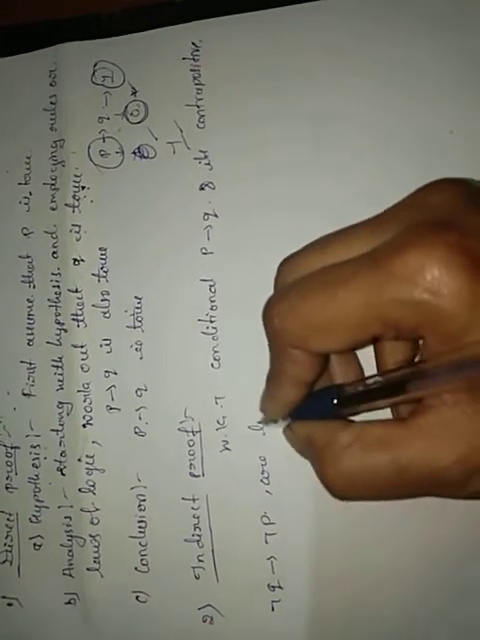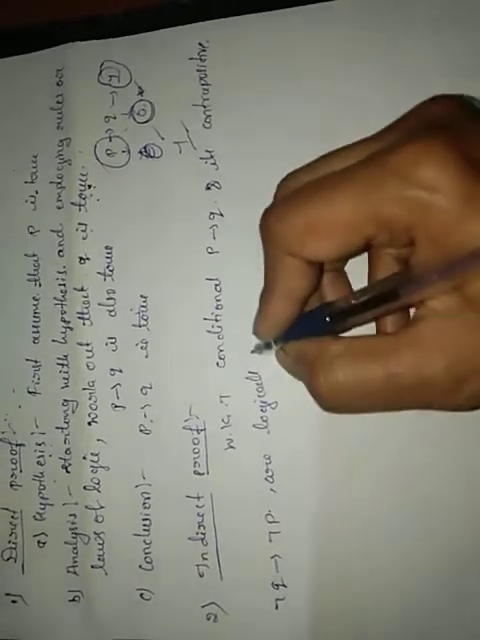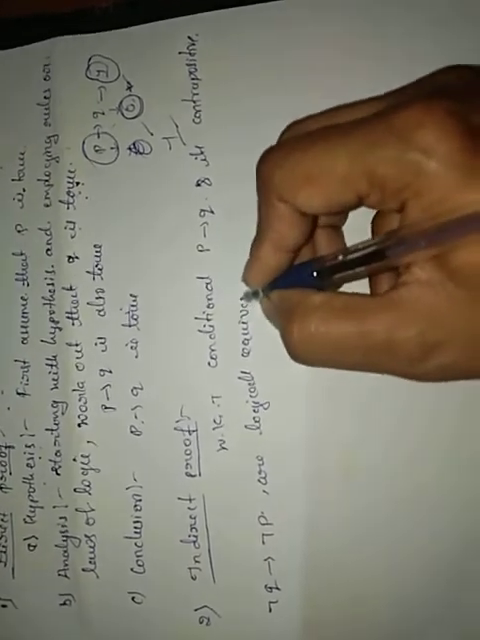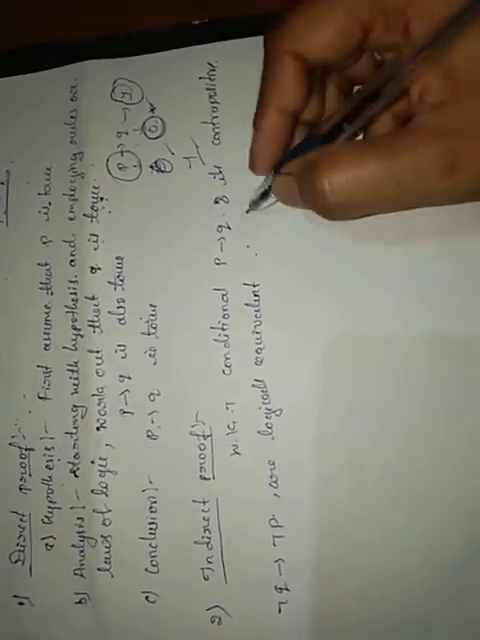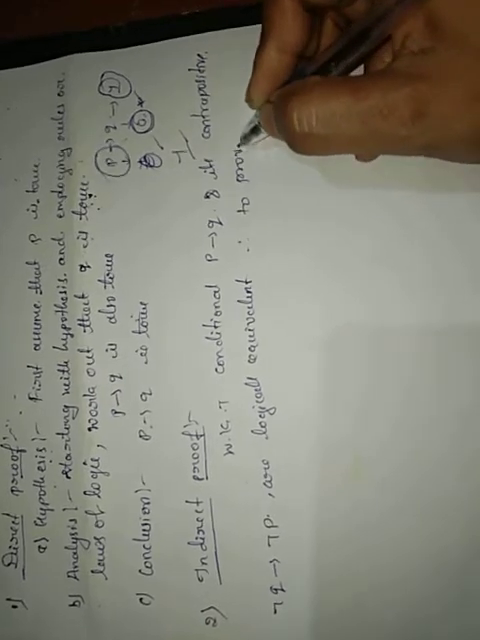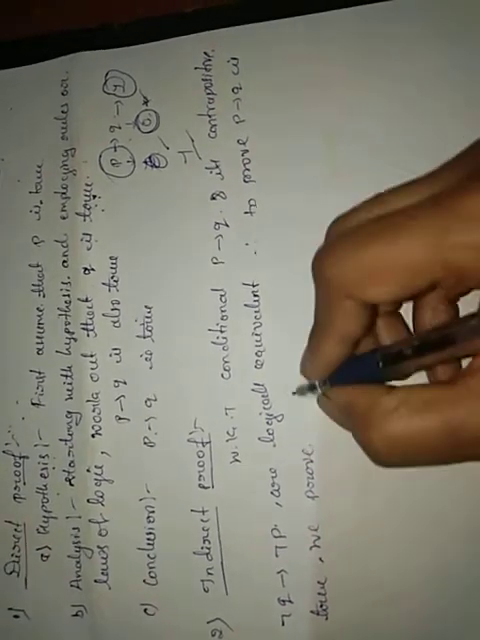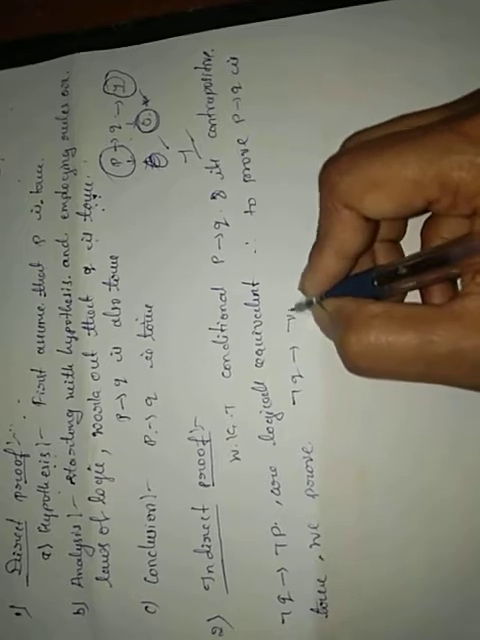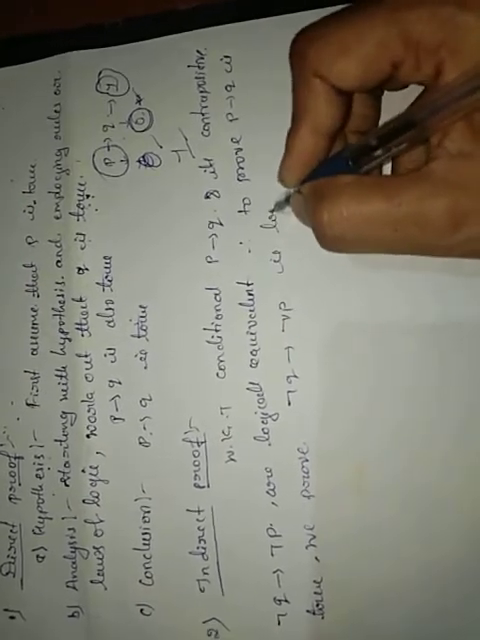These two are logically equivalent. Therefore, to prove P implies Q is true, we have to prove that negation of Q implies negation of P is true.